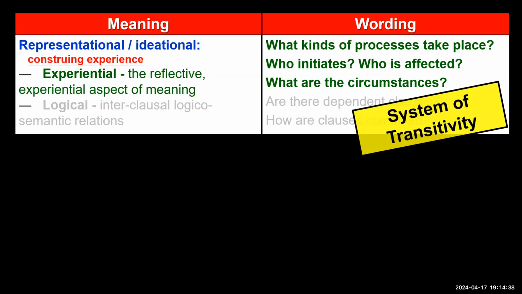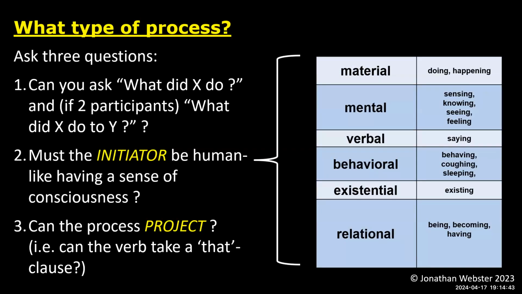So then what is the system of transitivity? Process, participant, circumstance. And processes are differentiated into different types. How do we differentiate these processes? Not just on the basis of meaning. We differentiate them grammatically, how they behave. And how they behave, we have three tests that tell us. One is, can you ask, what did X do? What did X do to Y? Can you ask that question for that process?